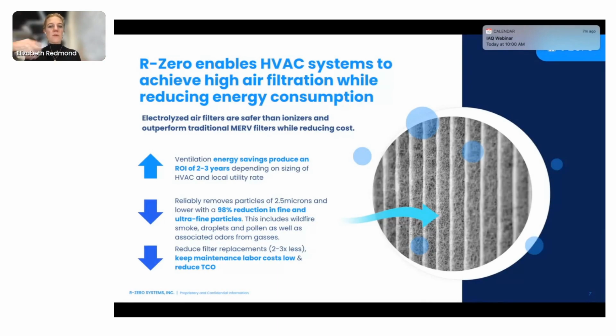Does this mean we need to ventilate more? If we need to ventilate more, it's going to cost me more money and energy consumption. We have technologies that help to actually reduce the energy profile with a higher MERV rated filter, for example.